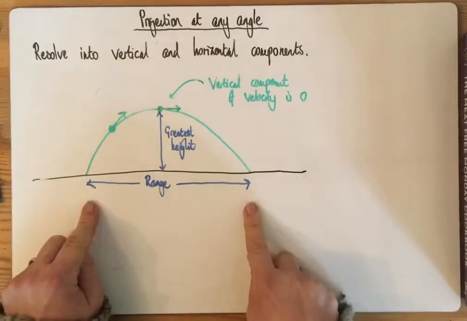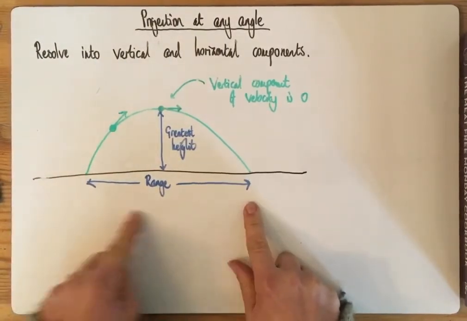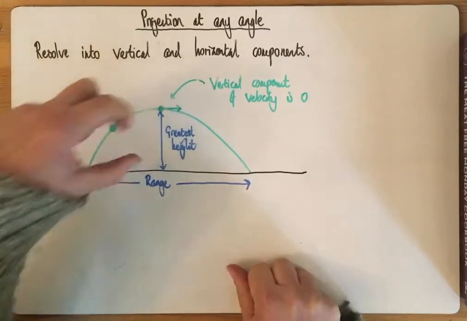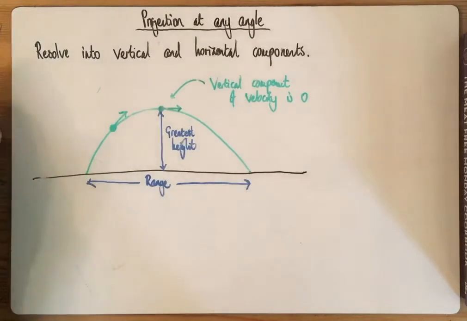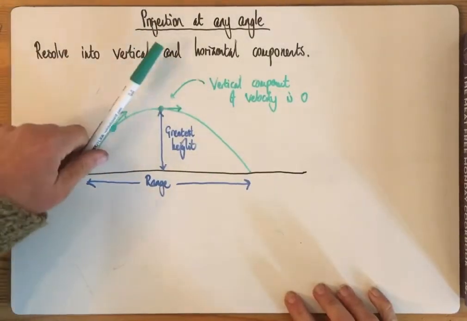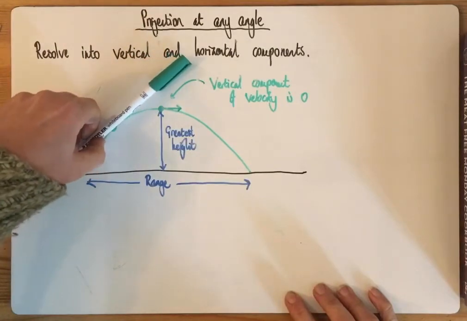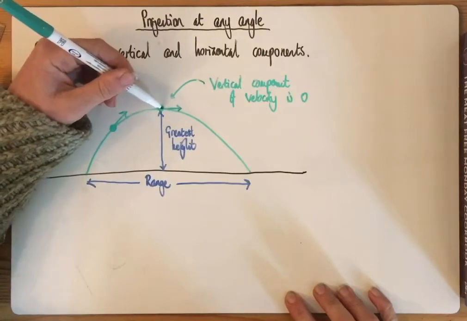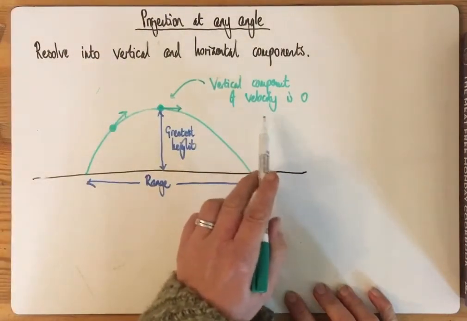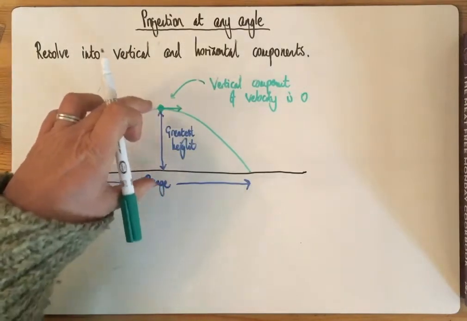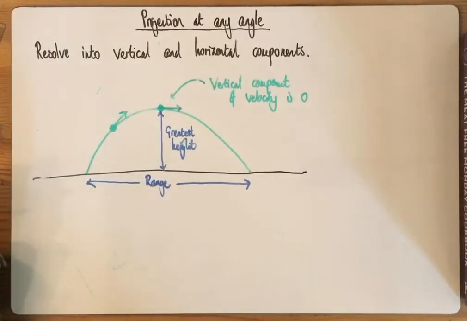So the range is the horizontal distance travelled by the projectile. Greatest height speaks for itself. Just something to think about is as the projectile moves around this parabola, the direction it's travelling in will be the same as the direction of the tangent to the curve. So at the greatest height, the vertical component of the velocity is 0. So you can use that to find the greatest height the projectile reaches. I'll go over a couple of examples.